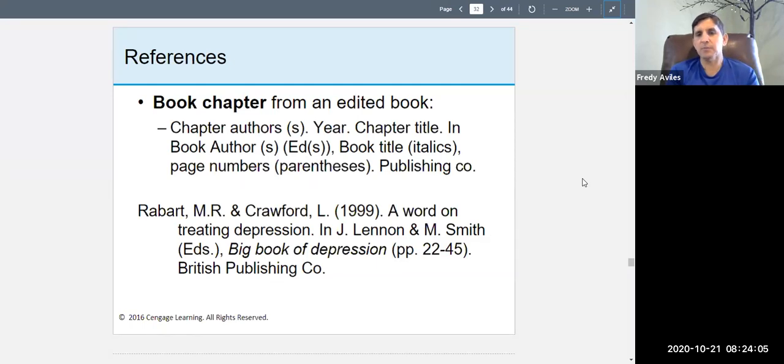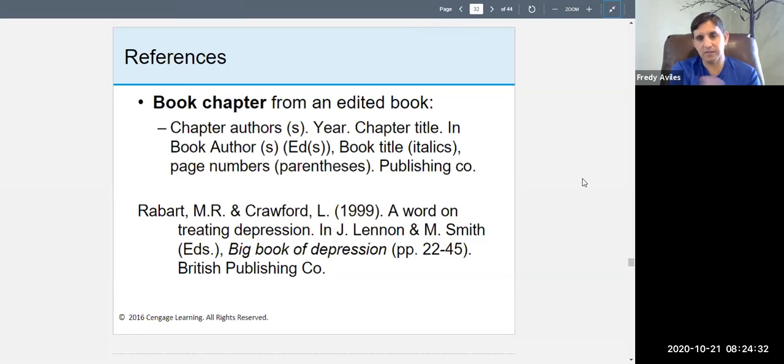So you start with the chapter authors, not the editors, not the main authors, but the chapter authors, then the year in which the work was published, then the chapter title, and then whatever the editors are, then the book title in italics, then the page numbers in parentheses, and then the publishing company. This one's the longest one, and it's annoying because it's like two references in one, okay?